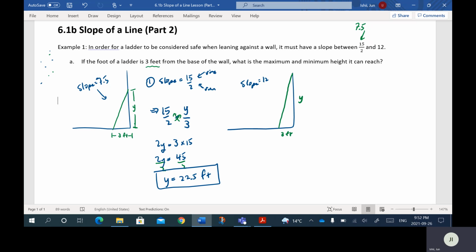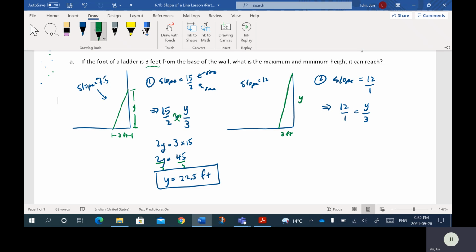The slope of 7.5 is not as steep as a slope of 12. So for this one, to calculate y, the slope is equal to 12. Whenever you're dealing with a slope that's a whole number, we want to write it as a fraction, so I'm going to write this as 12/1. The equation we're going to set up here is 12/1 equals rise, which is y, over run, which is 3 feet. And to solve for y, again, I'm going to cross multiply.